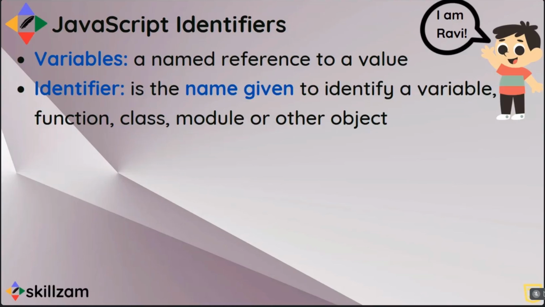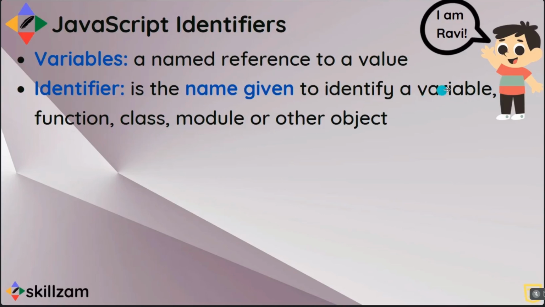I can say a simple thing. An identifier is nothing but a user defined name. It is a name, and for whom is the name given? The name is given to a variable, a function, a class, a module, or an object. These are different elements or different compositions of a programming language.